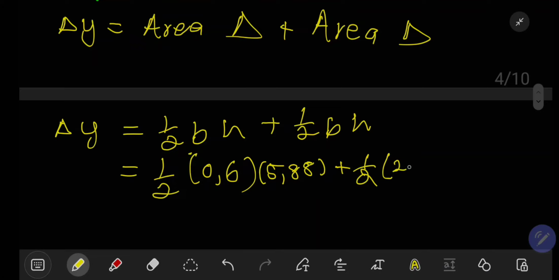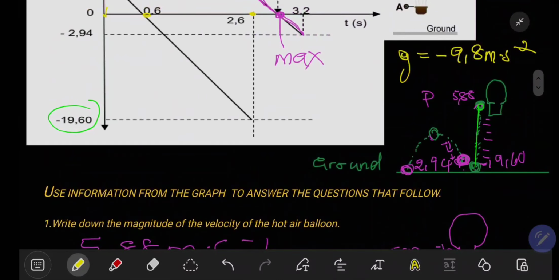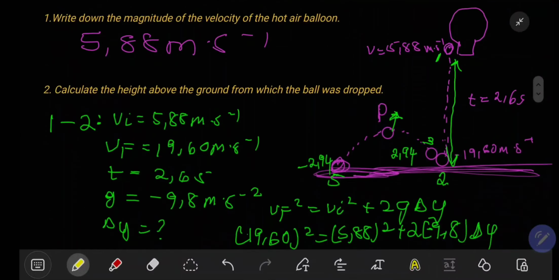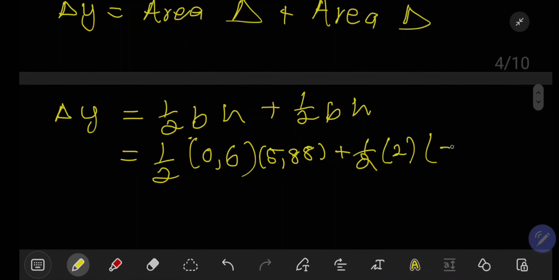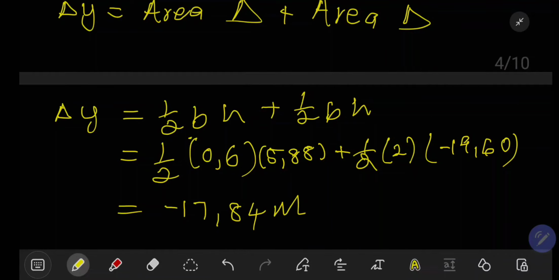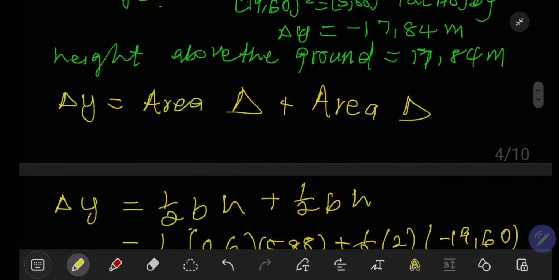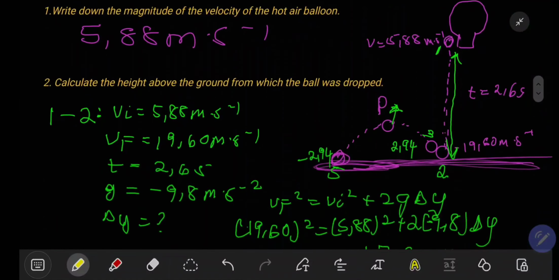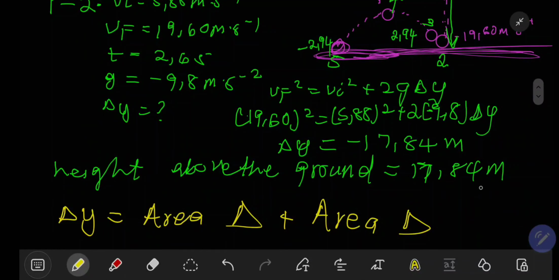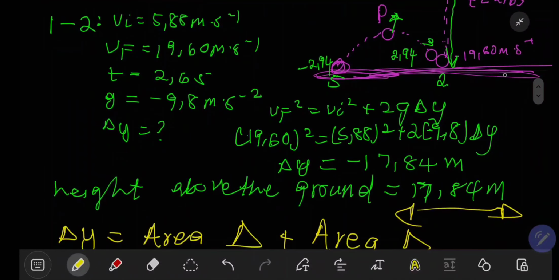Then we're going to put 2 here, and then the height will be from 0 to minus 19.6, so it's negative 19.60. Then when you do the maths here, your final answer will be negative 17.84 meters. So you can see this is the height above the ground. You can either use the area under the graph, or you can use the equations of motion. Then you will get the same answer, which is 17.84.